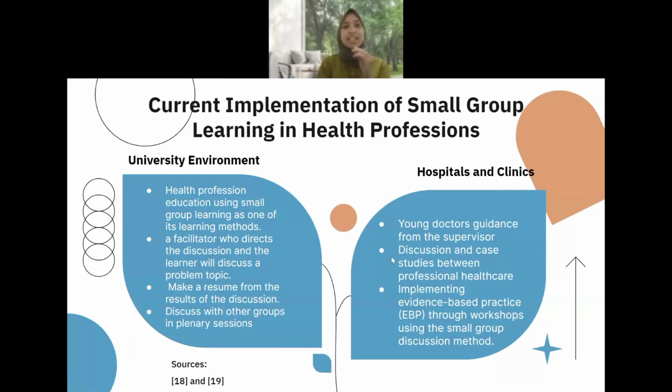That's why teamwork has been trained since we were in medical education or still students. Technically, there will be a facilitator who directs the discussion, and then the learners will discuss a problem topic. After getting the results, they will make a resume of the results of the discussion. Learners also get the opportunity to discuss with other groups in a plenary session so that they can learn about other topics as well. For the next speaker, time is yours.